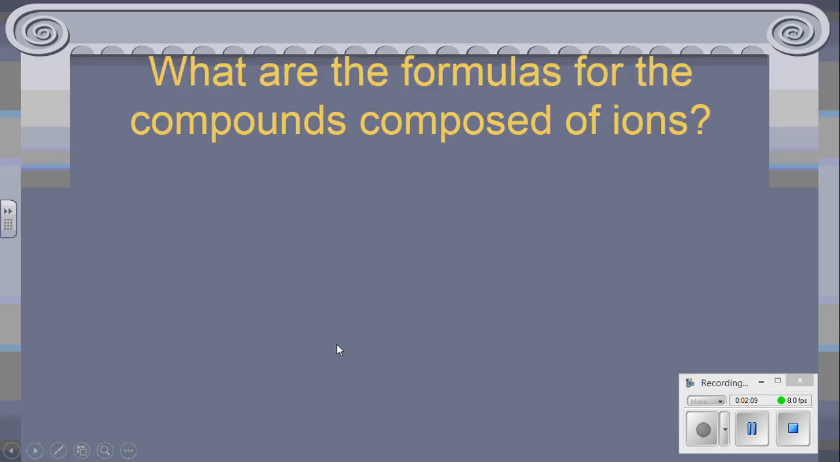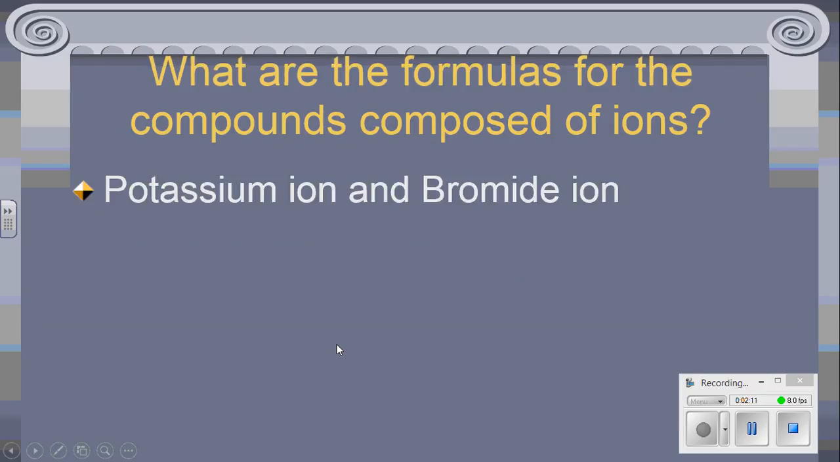So let's do some practice then. If we have a potassium ion and a bromide ion, now if we go to your periodic table and have a look at what's going on, potassium is in group number 1. It's a +1 ion. Bromide is group 17. It's a -1 ion. So the pluses and minuses would balance out if we just put potassium together with bromide. So the formula for this would be just KBr.